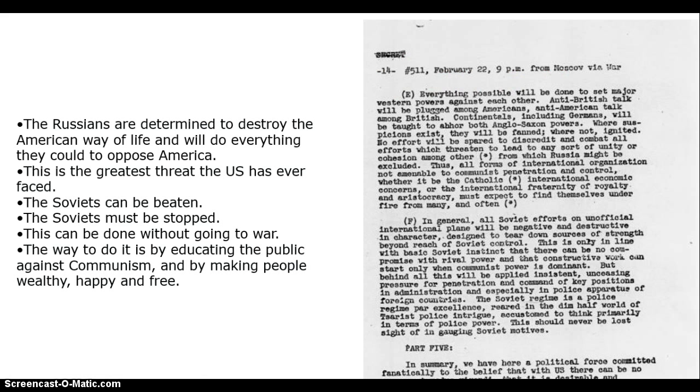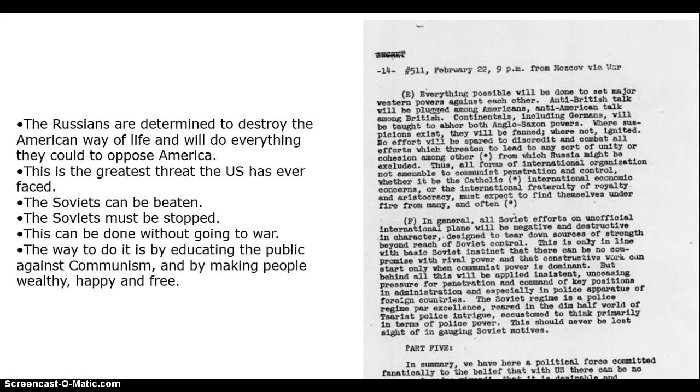Effectively, what Kennan said is that the Russians are determined to destroy the American way of life and will do everything that they can to oppose America. He warned that the Soviets were driven by a permanent state of insecurity, that they had a very strong communist outlook which was fiercely anti-capitalist and very, very hostile to the West, to the US, and everything that it held dear, the American way of life.